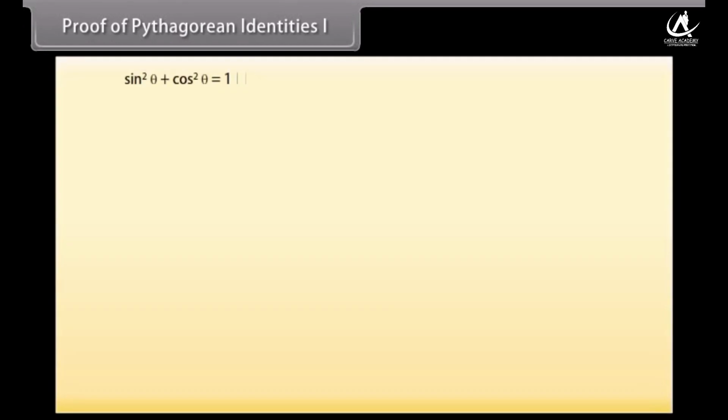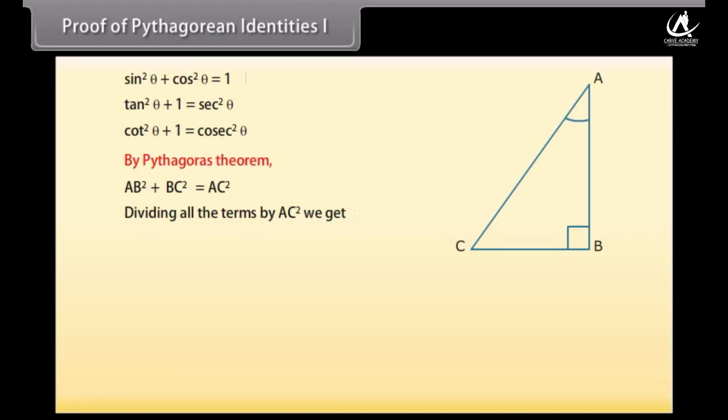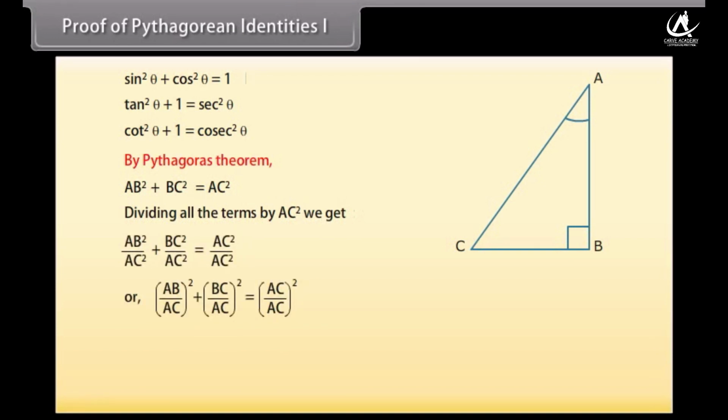Proof of Pythagorean identities 1. Now we will prove one Pythagorean identity and use it to prove other identities. For that we take a right-angled triangle ABC. By Pythagoras theorem, AB square plus BC square is equal to AC square. Now dividing each term by AC square we can write it as (AB upon AC) whole square plus (BC upon AC) whole square equals (AC upon AC) whole square. That is, cos square A plus sin square A is equal to 1.